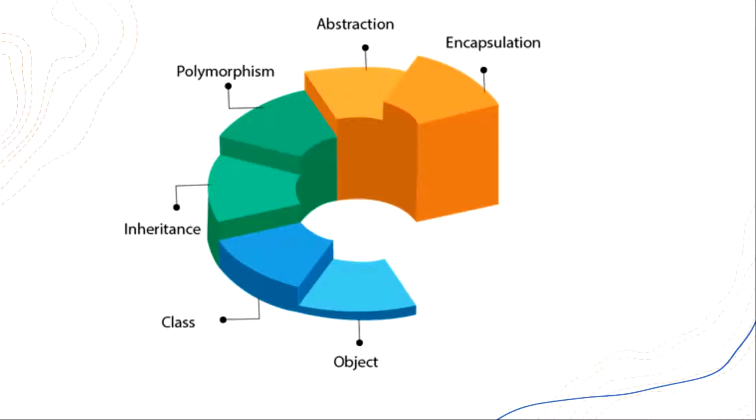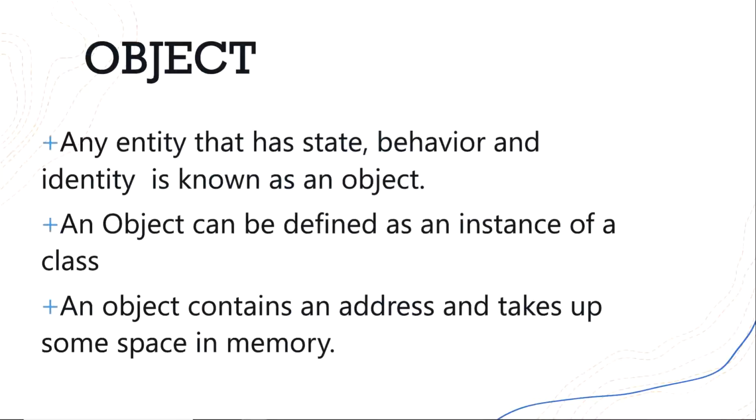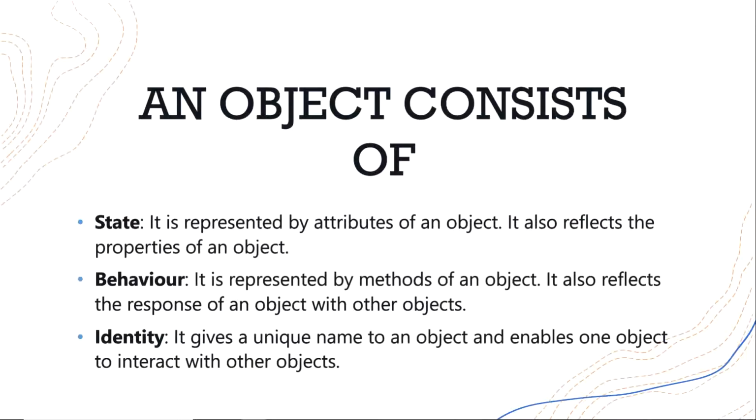Right now we have understood what object-oriented programming is. In this video we'll understand what an object is and what a class is. Let's understand what an object is. An object is anything which has state, behavior and identity. Let's understand what this means.